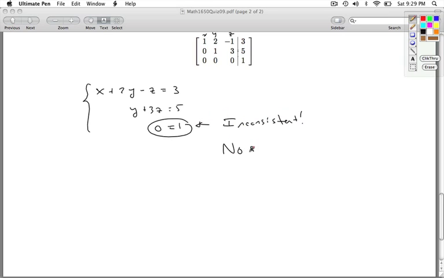There's no solution, because we have a false statement. 0 is never equal to 1. And then that'll do it for quiz 9.